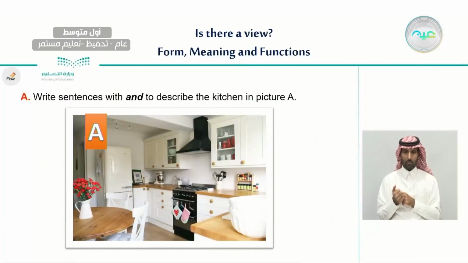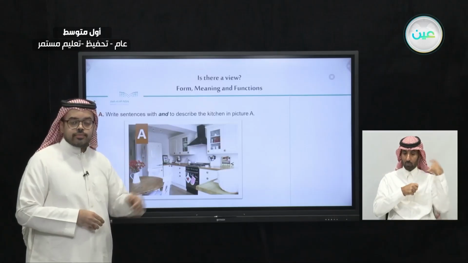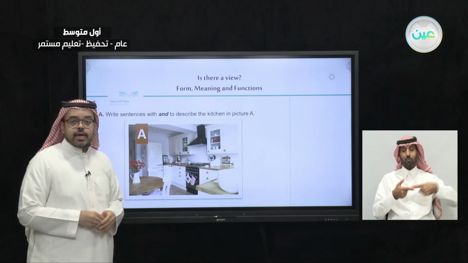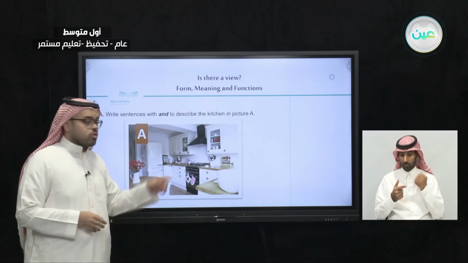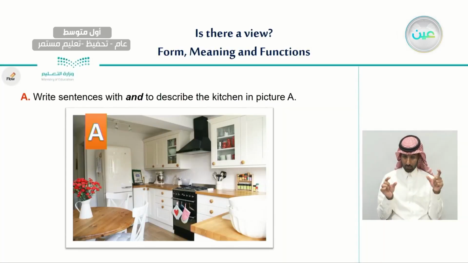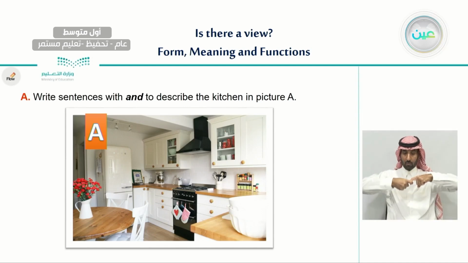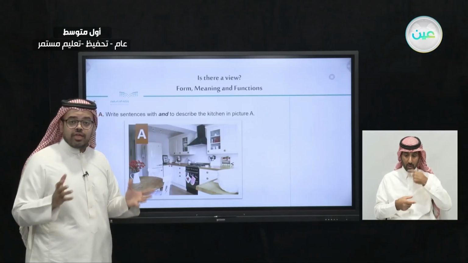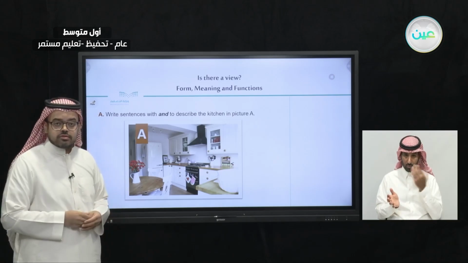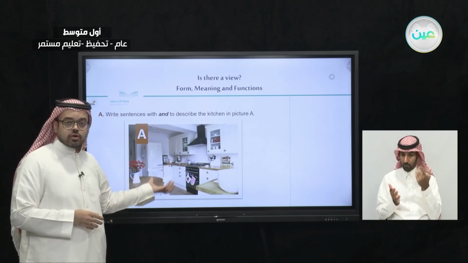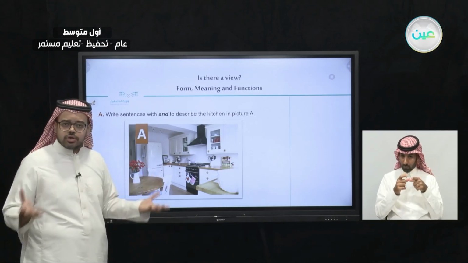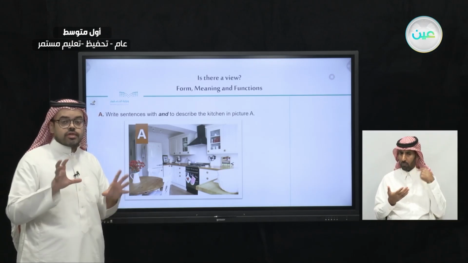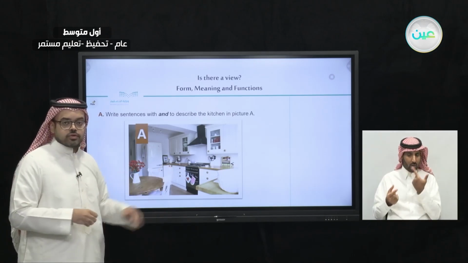So in this exercise, we have two pictures, picture A and picture B. What we need to do is write sentences using the word and to describe the kitchen in picture A. Before writing the sentences, let's have a look at this photo and try to elicit some of the things that are inside it.